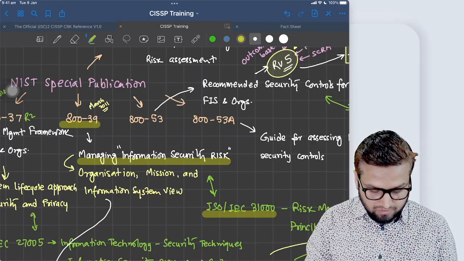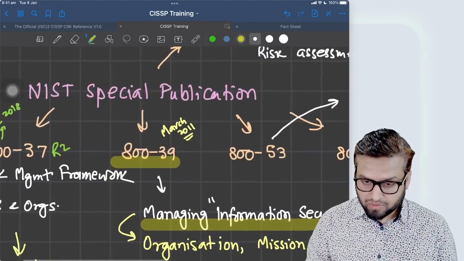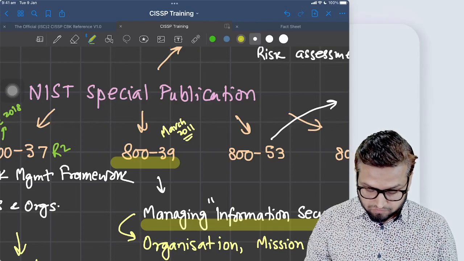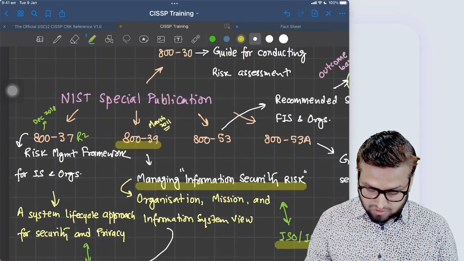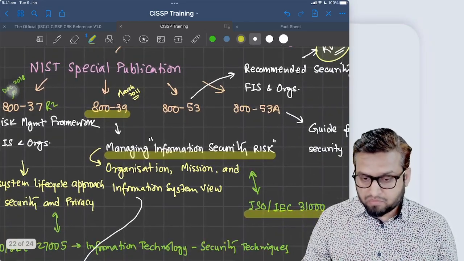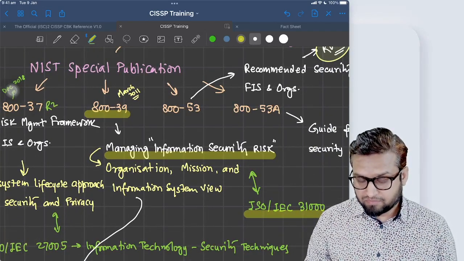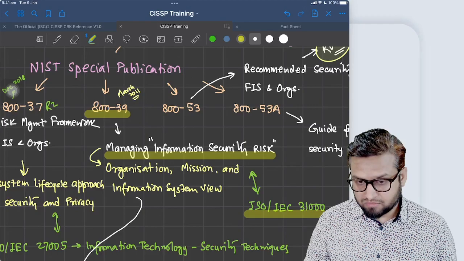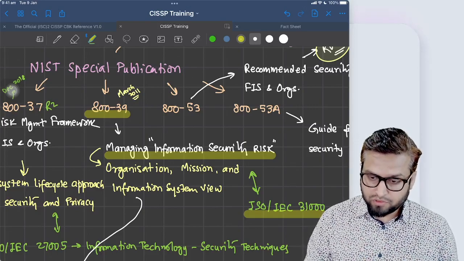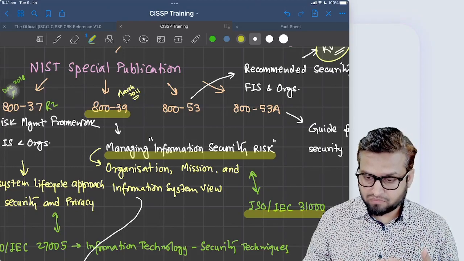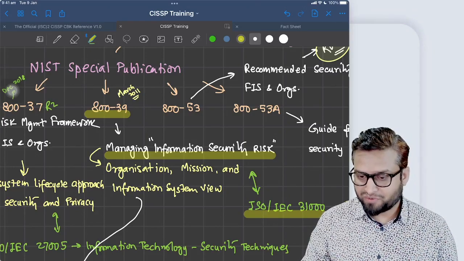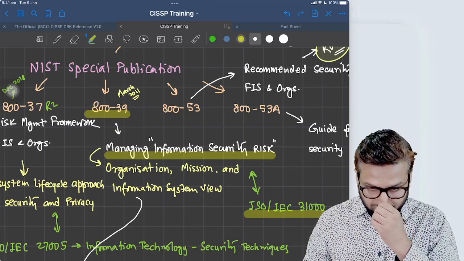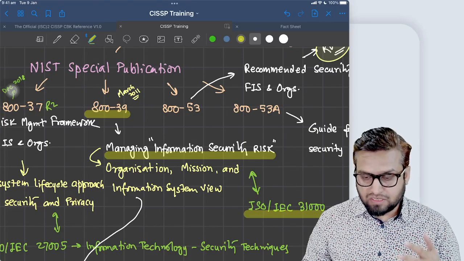So NIST special publication 839, which was released in March 2011, talks about managing information security risk. And when it talks about managing information security risk, it presents risk management in terms of organization, mission, and information system view. If you recall my first or second video in the series, which I am preparing for CISSP, I talked about information system a long time back, right? So this documentation gives these three tiers of the whole information system.